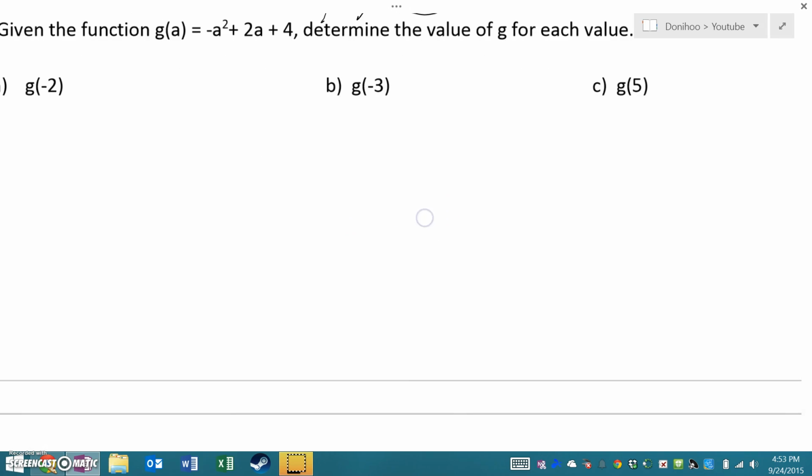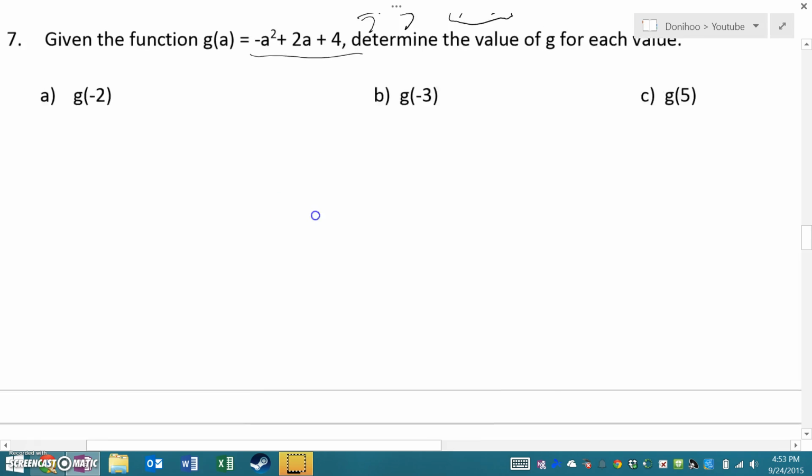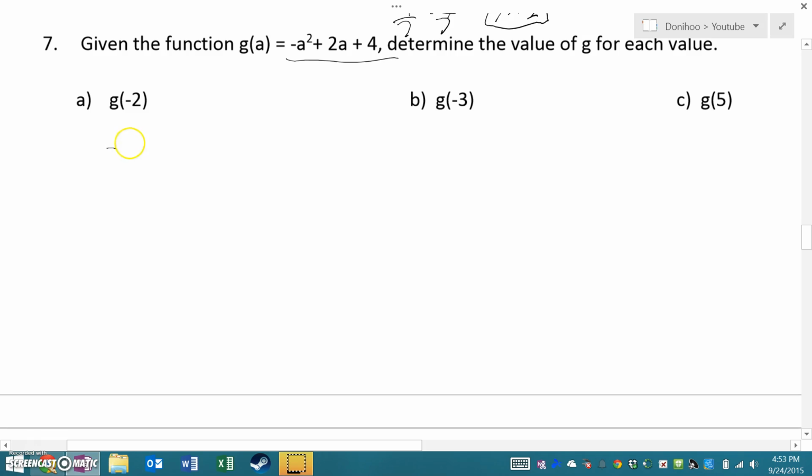Okay, down here, function notation. Here's my function. I'm substituting in my values. Crucial: the negative goes in front. I'm substituting in this value. So I'm going to put a -2 here and a -2 here. So I have the negative from the function, I have the negative from the 2, and I have a second 2 plugged in.